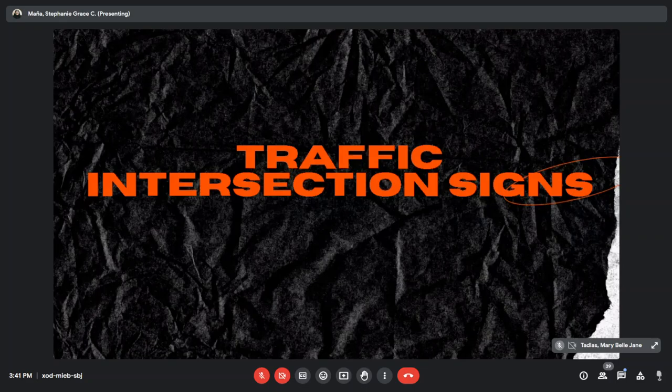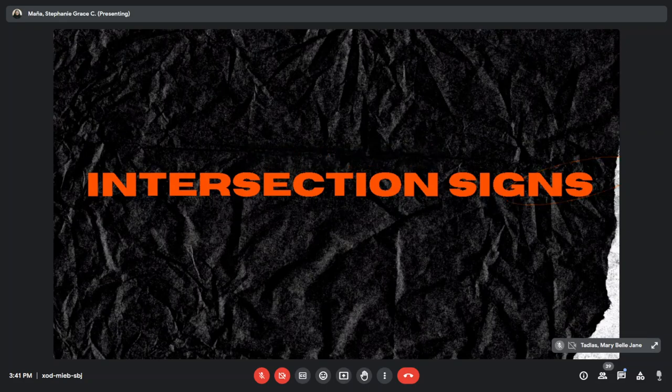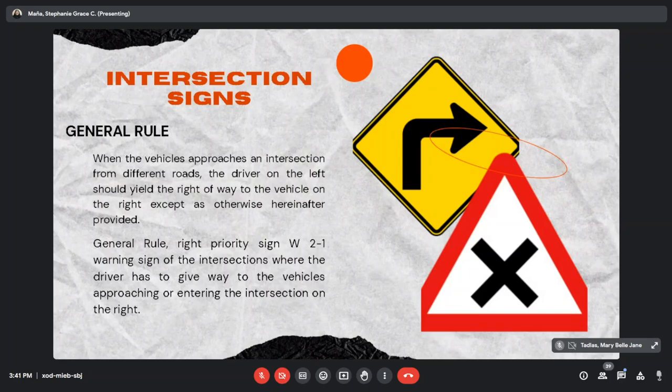So Article 3 of the right of way and signals of the traffic code is not clear. Therefore, it is necessary to define the right-of-way rules at the junctions and intersections. The right-of-way can be reduced to three possible situations. First is the general rule. So when vehicles approach an intersection from different roads, the driver on the left should yield or provide the right-of-way to the vehicle on the right, except as otherwise hereinafter provided.